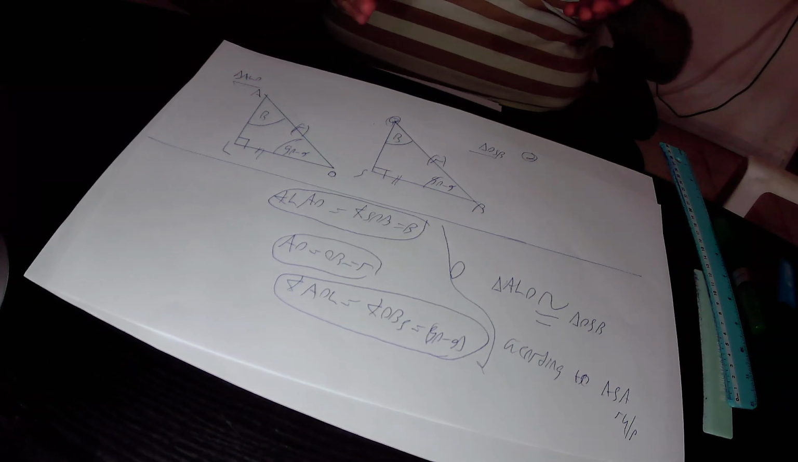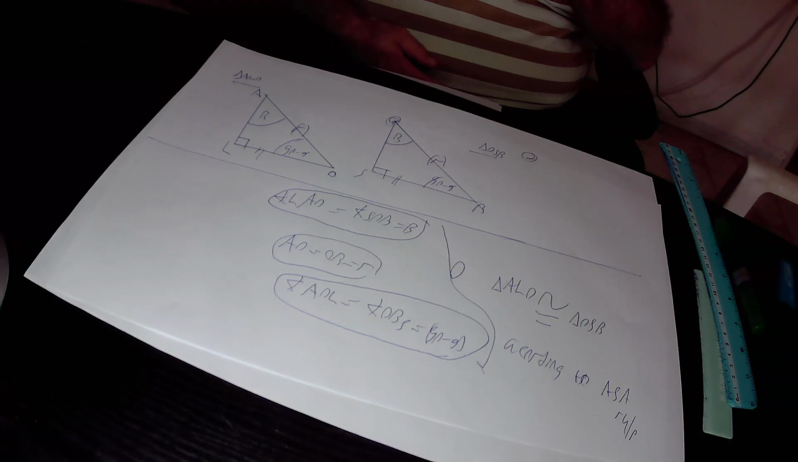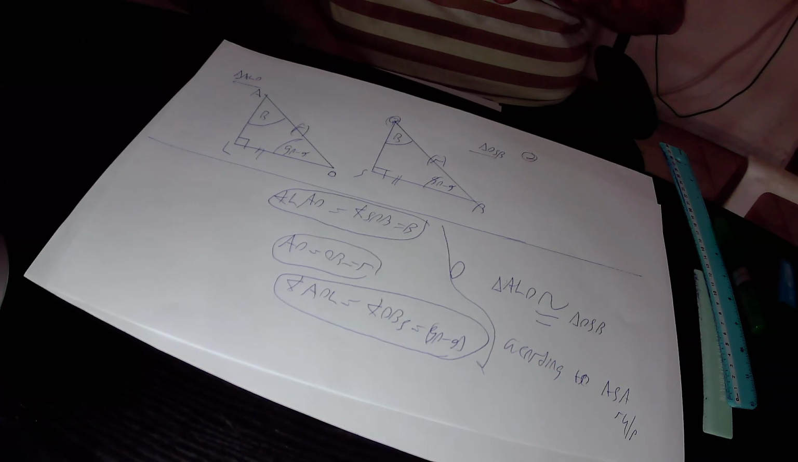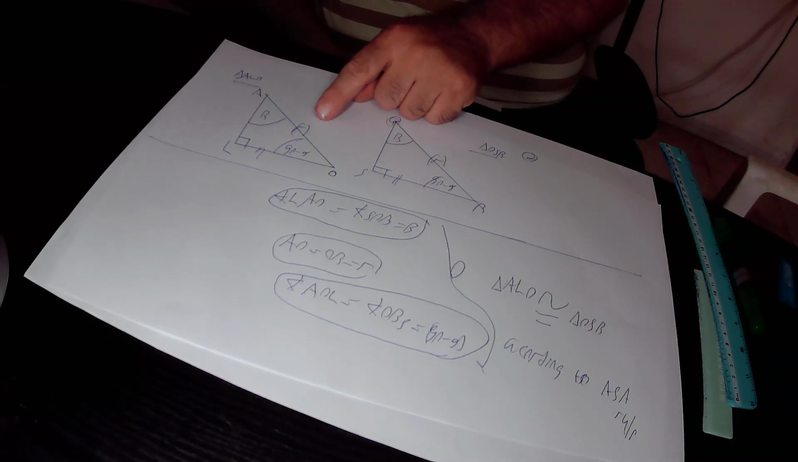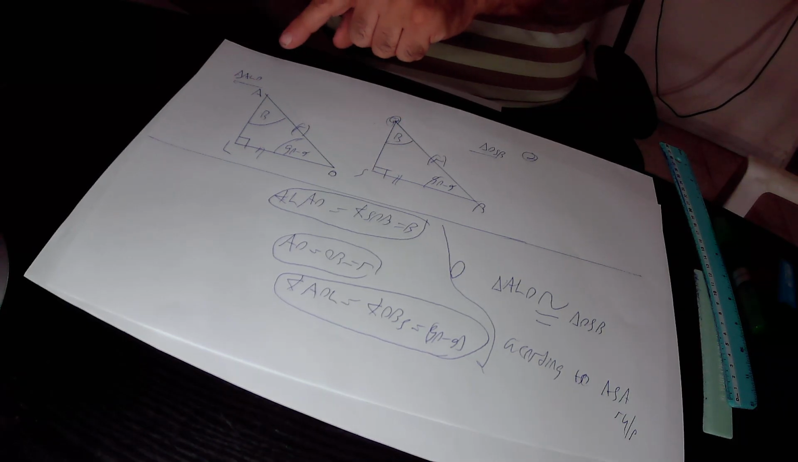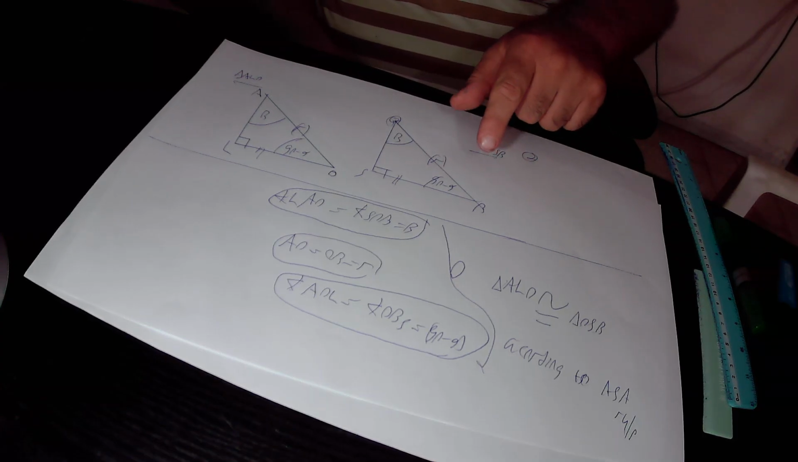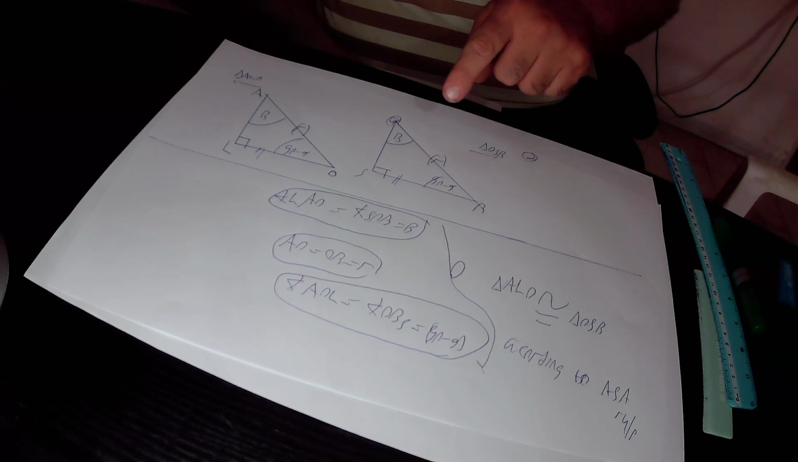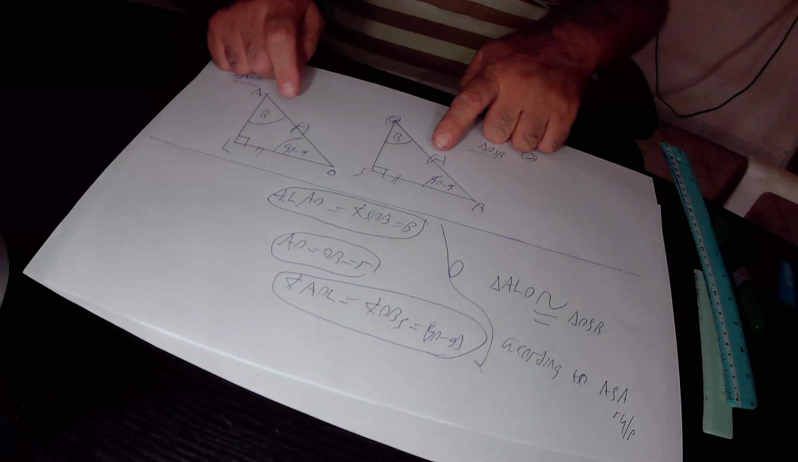So we hold that those two triangles can be superimposed on each other according to the angle-side-angle rule. That is to say, those two angles and the side included between them in triangle ALO are correspondingly equal to those two angles and the side included between them, that is OB, in the right triangle OSB. Therefore, those two right triangles can be superimposed according to the angle-side-angle rule.